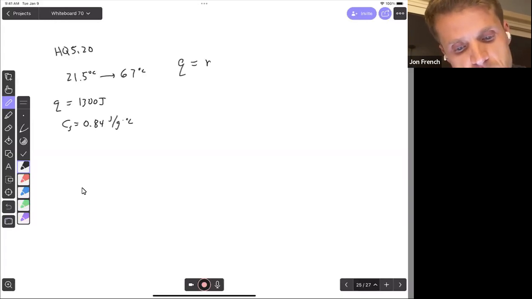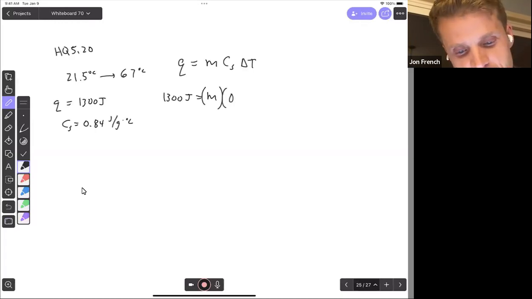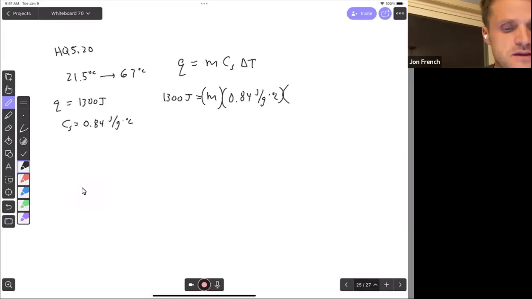All right, so Q equals MC delta T. I put in 1,300 joules of energy. I don't know the mass. That's what we're looking for. The specific heat is 0.84 joules per gram degree Celsius. And then my delta T, right? Final minus initial. So 67 minus 21.5.